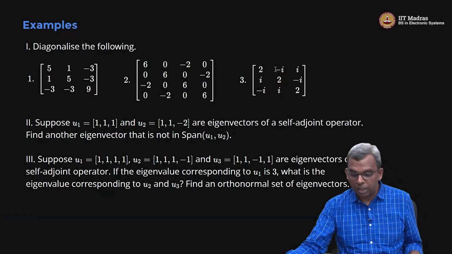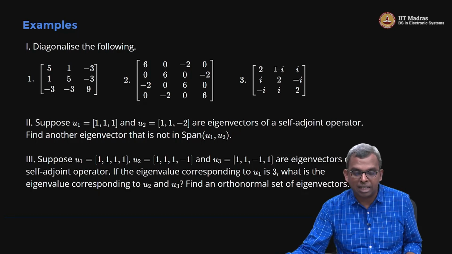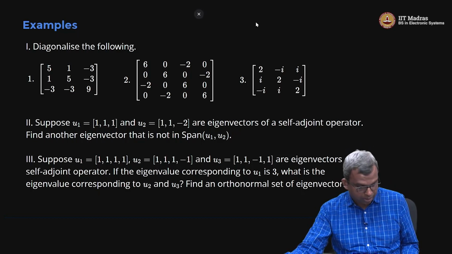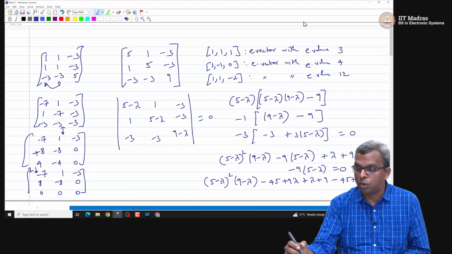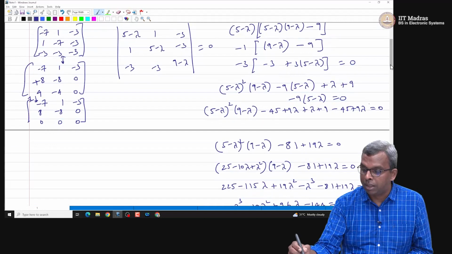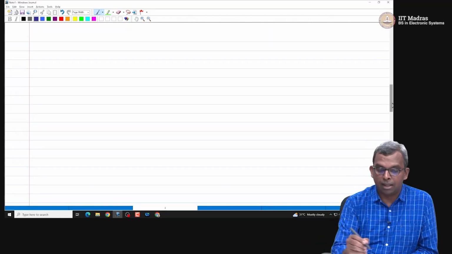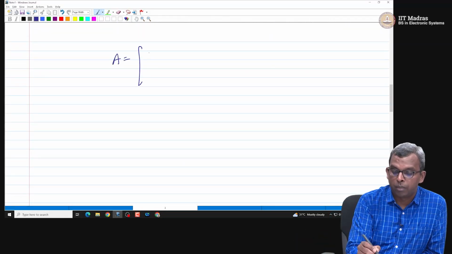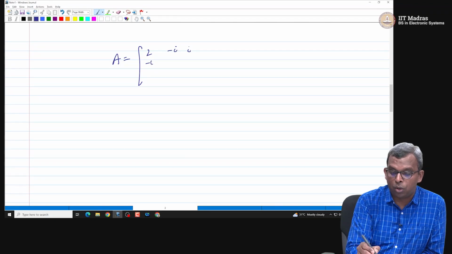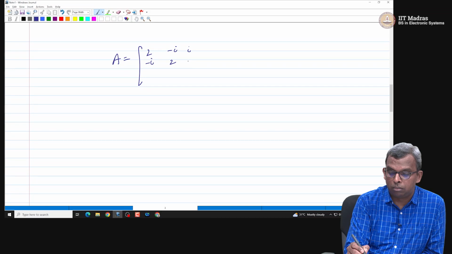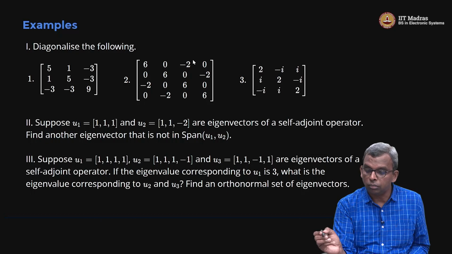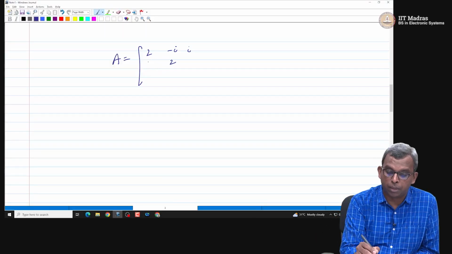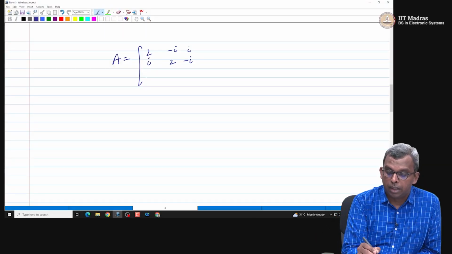Okay, so maybe the third one alone I'll show you. The second one I'll leave as an exercise. You can do the Fourier basis or some other basis. The third one I'll show you how it's easy, because the self-adjoint plus the circulant makes your job really easy in guessing eigenvalues. So here is the matrix. It goes 2, minus i, if I'm not wrong, i, 2. Did I get it right? Minus i, right? i, 2, minus i, sorry. And then minus i, i, 2.